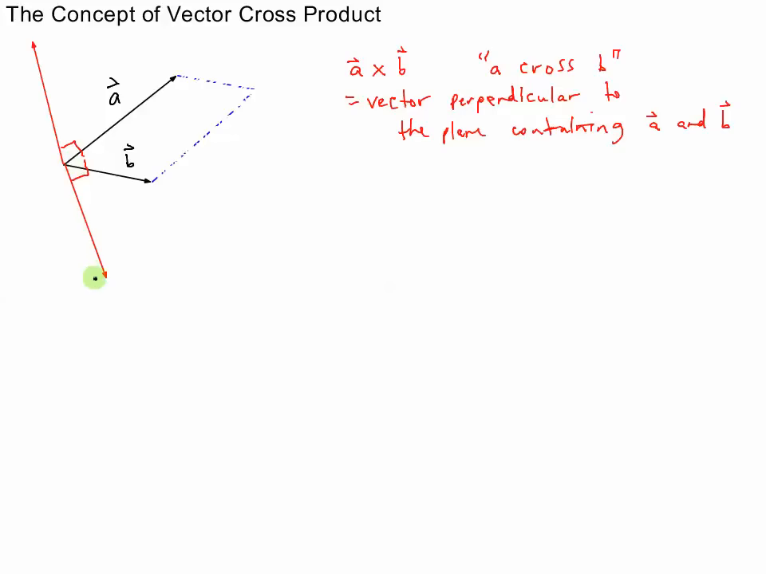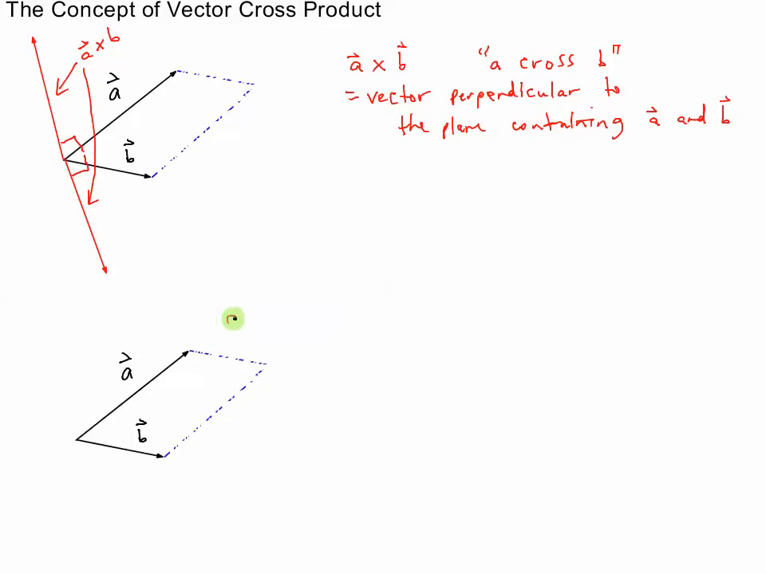Okay, so which one is it? Well, A cross B is one of these. So let's look at this picture again and determine which one it is. When we say A cross B, we need to imagine twisting vector A towards B. So we're going to think about twisting vector A this way.